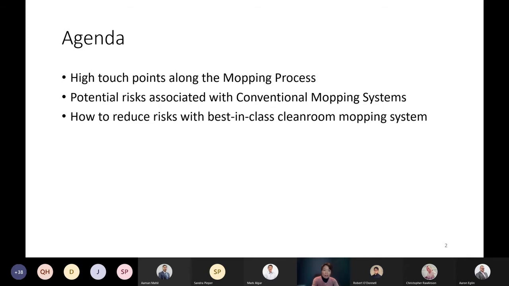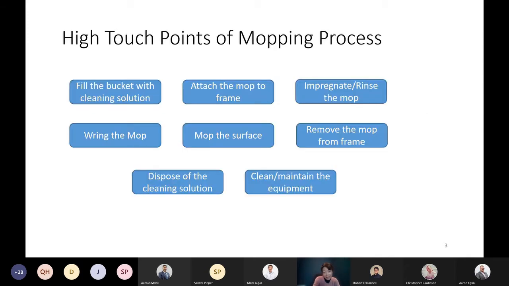First of all, let's look at the existing mopping process and get on the same page to understand what the high touch points are along the mopping process. I would invite you to join me along this mopping journey. Let's start from the very beginning, right? At the end of the day, you need to fill the bucket with cleaning solution and then you're ready to mop. Before you mop, you need to attach the mop to the handle and the frame and then rinse or impregnate the mop, meaning wetting the mop in the bucket. After you're done, you need to get rid of the excess liquid from the mop, which is done by this wringing process. And then you're ready to mop the surface.